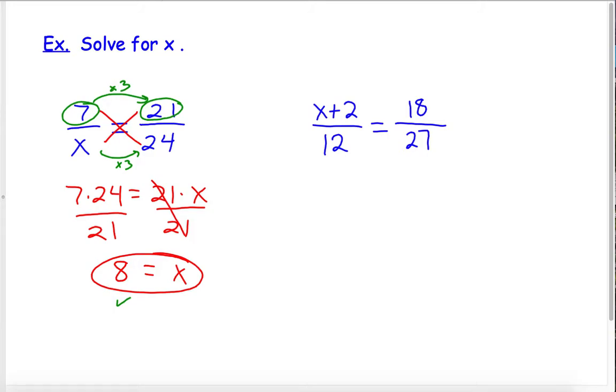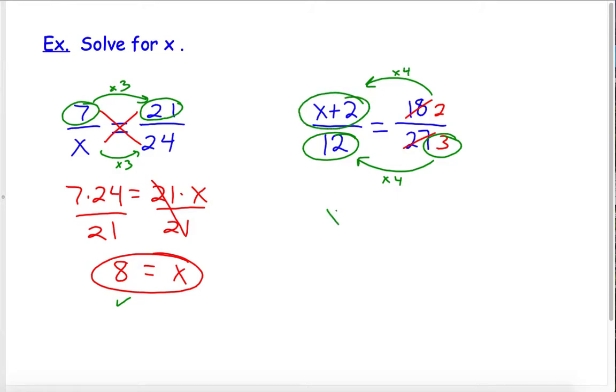Now I'm actually not going to cross multiply first because I can actually reduce these. I noticed that 9 goes into 18 twice and 9 goes into 27 3 times. Now I actually do see a relationship between these numbers. If I multiply 3 times 4, I get 12. So if I multiply 2 times 4, I get 8, which means x plus 2 has to equal 8. And therefore, x is equal to 6. So you can save yourself a little bit of time.